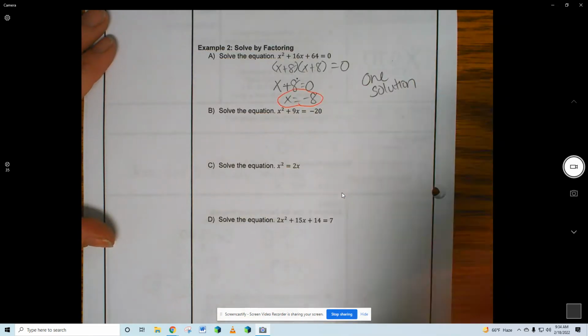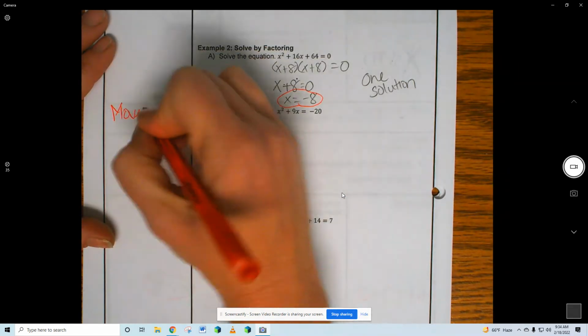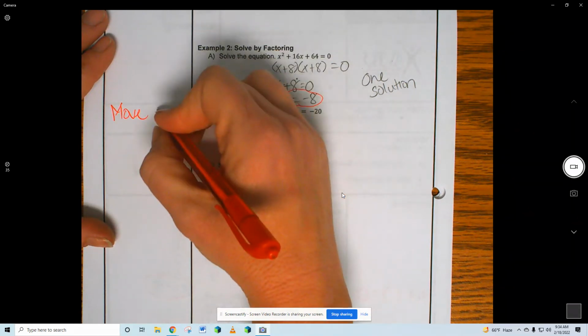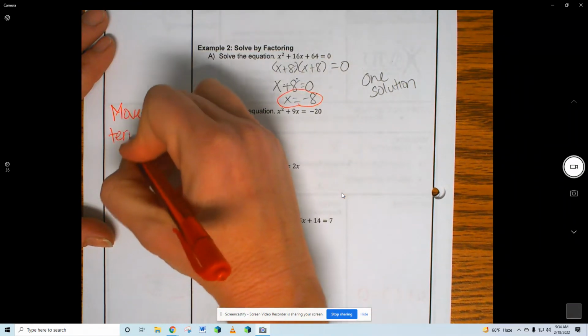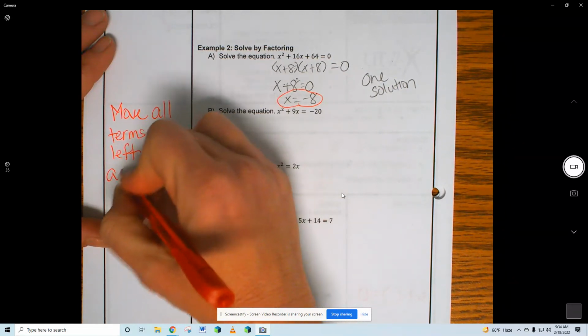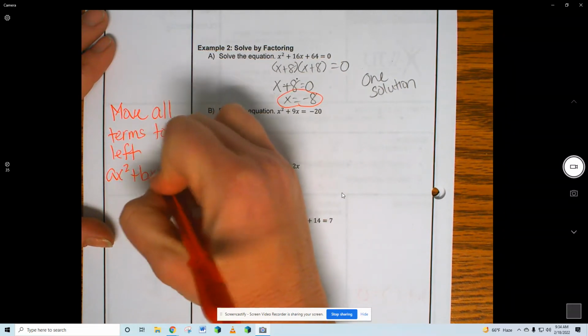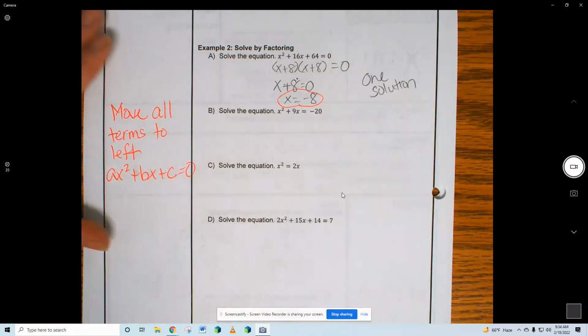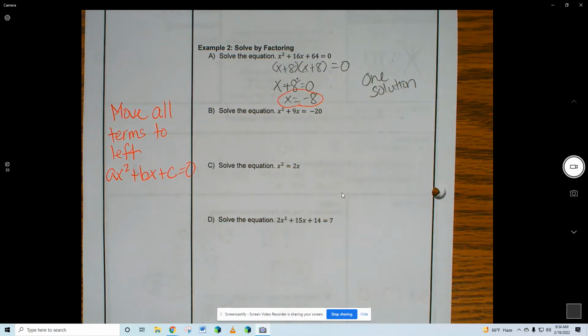All right, part B. It's not quite ready yet. Move all terms to the left because I need ax squared plus bx plus c equal to 0. I don't want it equal -20. This -20 needs to move. It's not quite ready for me to factor it yet. How am I going to move a -20 that's on the right? Add it.